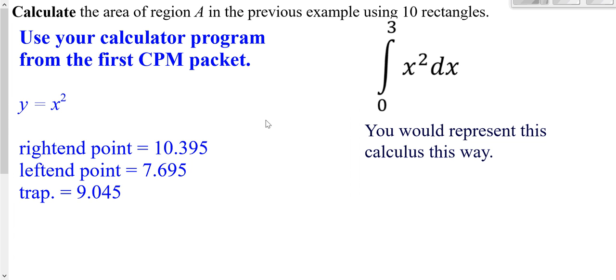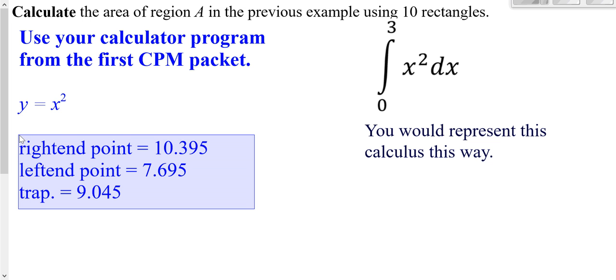Now, just to review, from what we did beginning of the course, if we were looking for the area underneath our x squared from 0 to 3, we could use our program from our CPM, the beginning. So you'd want to put x squared into your y equals, and then you'd want to use your program. You'd have to enter your beginning, which would be 0. You'd have to enter your end, which was 3. And in this case, you're asked to do 10 rectangles, so the number of rectangles or number of pieces would be 10, and your calculator program should spit out these numbers.